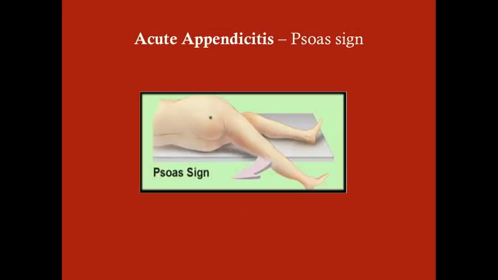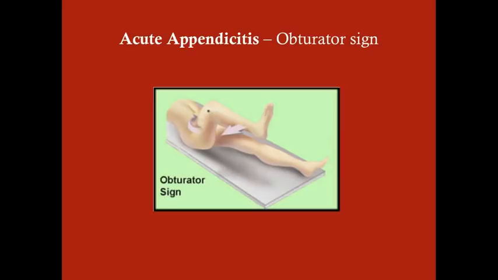Psoas sign is done by just having the patient roll on their left side, and you're just pulling the leg back. And that should increase pain in the right lower quadrant. Obturator sign, you're just flexing the leg at the hip and rotating the leg at the knee, and that also should cause increased pain at the right lower quadrant.